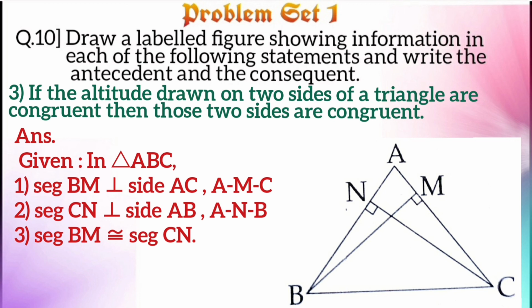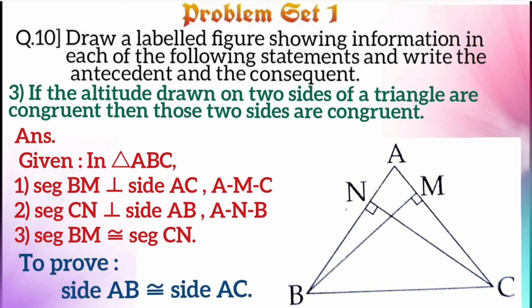Third given is seg BM is congruent to seg CN. If you read the antecedent part, you'll come to know that what is given is that two altitudes are congruent. So for that we have to write that they are perpendicular to the sides, and in the third given that they are congruent. Let's see what we have to prove: that those two sides are also congruent. According to the diagram, to prove will be side AB is congruent to side AC. So it is also easy. This is your question number 10 and it is simple.